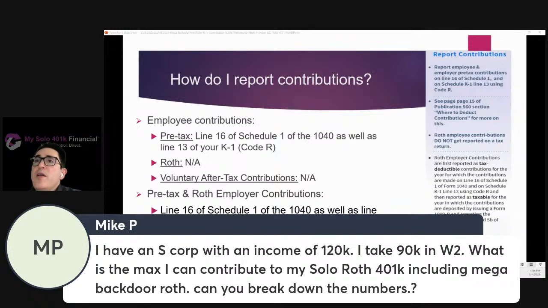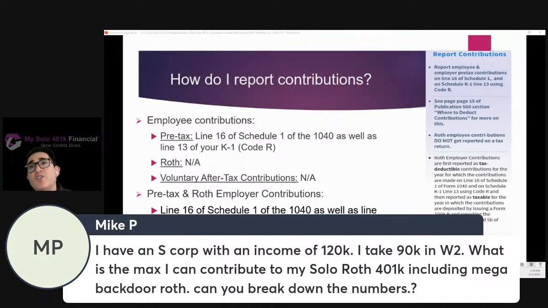Great questions. I have an S Corp with an income of 120,000. I take 90,000 in W-2. What is the max I can contribute to my solo Roth 401k, including mega backdoor Roth? Can you break down the numbers?